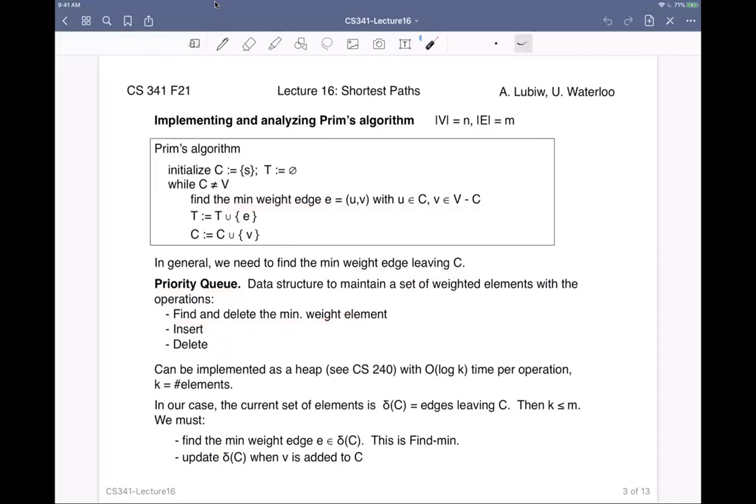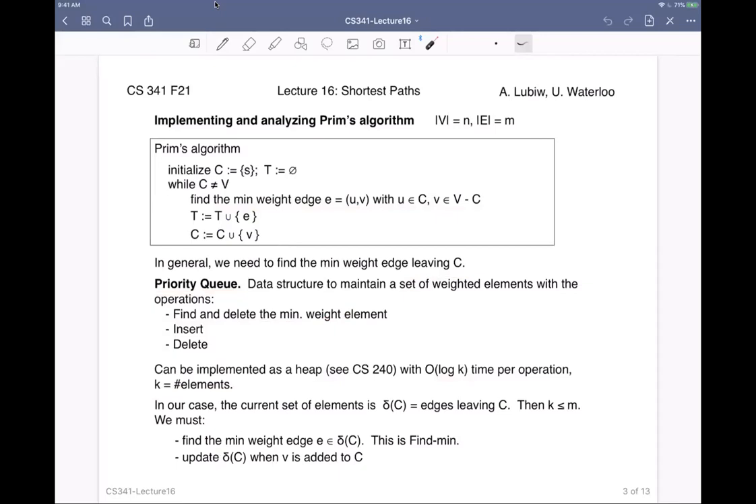So priority queues, as you know, can be implemented as a heap. You've seen that in CS240. And the time it takes for each of these three possible operations is then log k, where k is the number of elements in the priority queue, the maximum number at any time. Or you can think of k as, when I perform an operation, how many things are there in the set? And then k changes out from under you.